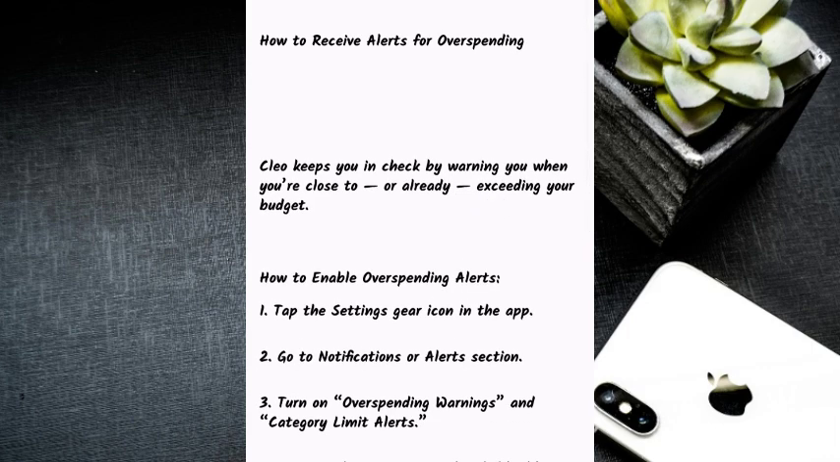First thing you got to do is to tap the settings icon in the app. So it goes without saying, open up the Cleo app, and once you're in the app, tap the settings gear icon, and then you're going to go to the notifications or alert section, and there you're going to turn on overspending warnings and category limit alerts.